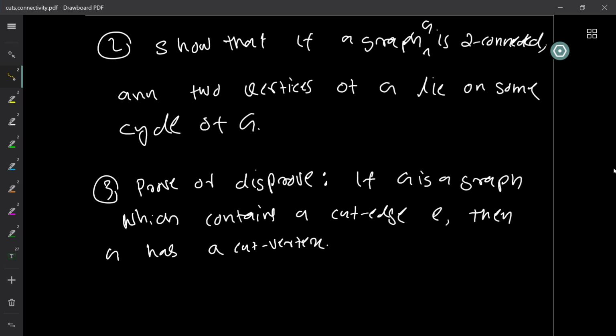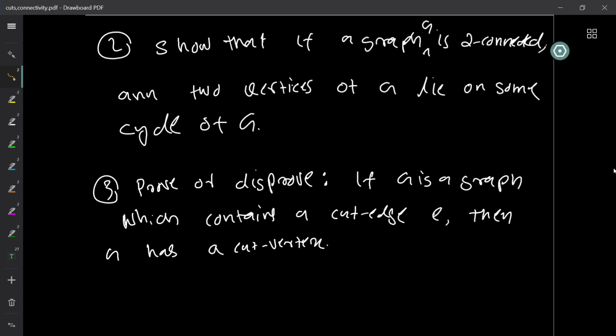The second question is to show that if a graph G is two connected, then any two vertices of this graph lie on some cycle of the graph.